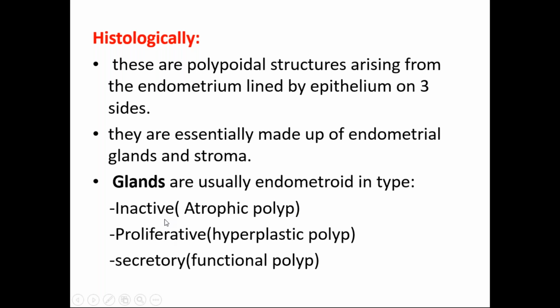If the glands within the polyp are inactive, we call it an atrophic polyp. Usually these glands are cystically dilated and are lined by cuboidal to low columnar epithelium. In case of proliferative polyp, the polyp contains more glands compared to stroma, as in case of hyperplasia of endometrium. So that is proliferative, and another one is secretory. When we see secretory type of glands within the polyp, we call it a functional polyp.